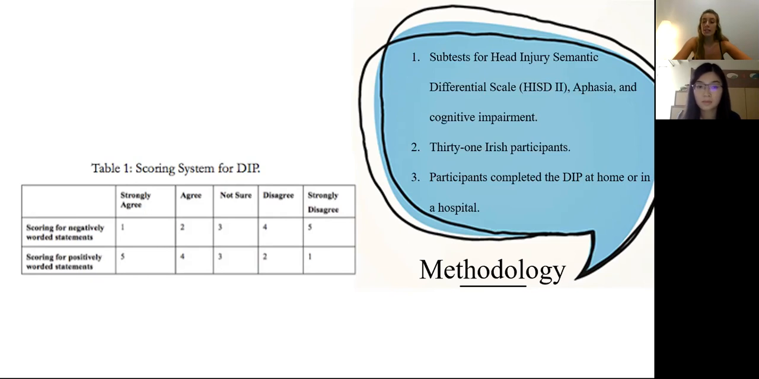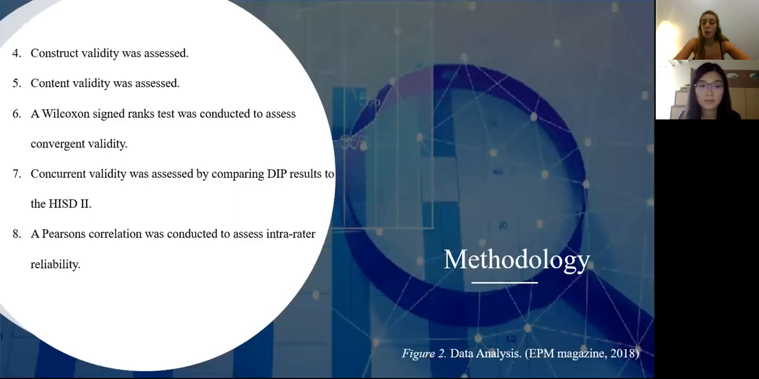Participants then completed the DIP in their own homes or in a hospital. It was not mandatory for the DIP to be completed alone, and assistance was granted for participants who required it. Answers to 48 statements on the 5 scales of the DIP were rated on 5-point scales, ranging from strongly agree to strongly disagree, as seen in the table presented. Once data was collected from participants, several data analyses took place to analyse psychometrics.